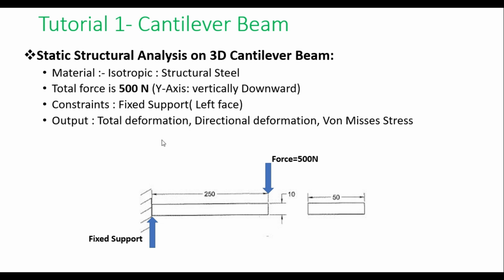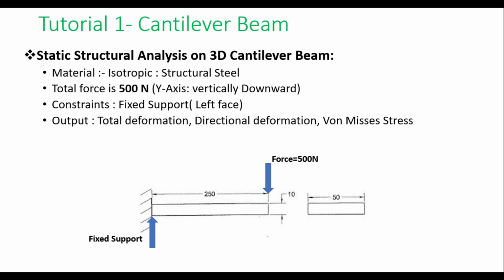Here total deformation is the summation of the deformation along all the axes, and directional deformation is the deformation along a particular axis like x, y, z, right? That is the difference between these two deformations. Here the dimensions of the geometry are given. The length of the cantilever beam is 250 mm, the height is 10 and the width is 50.